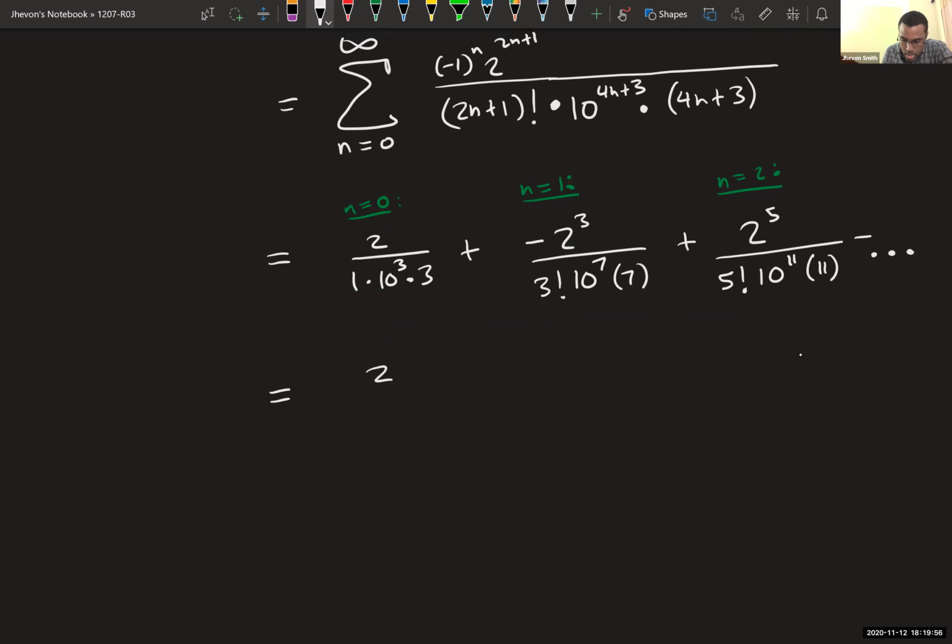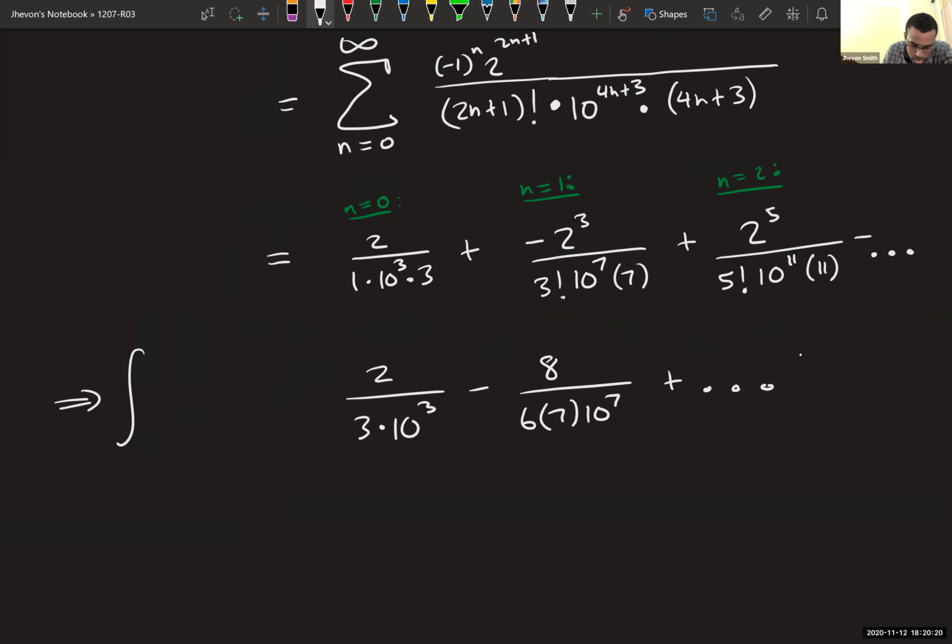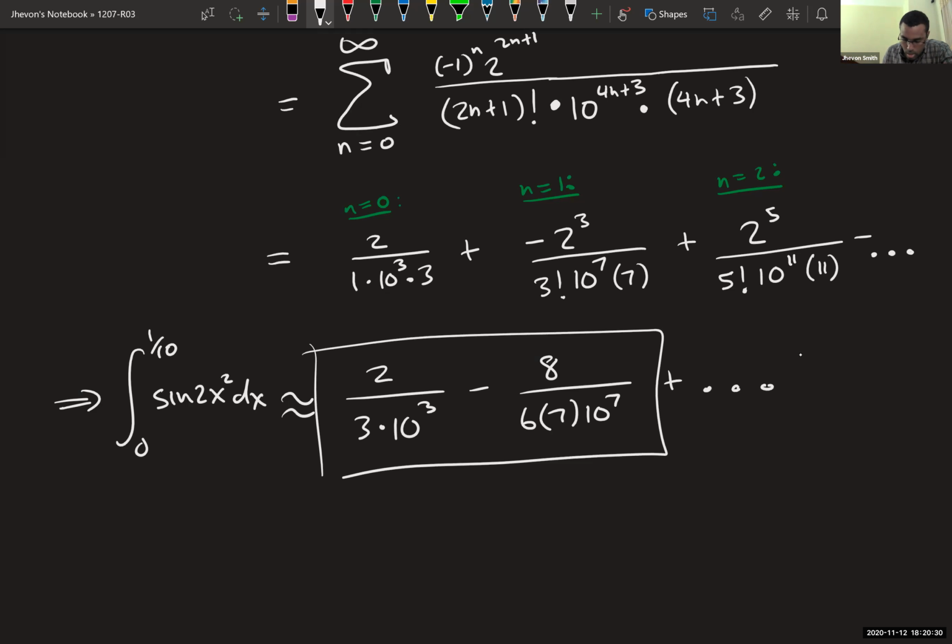So this is going to just be 2 over 3 times 10 cubed minus 8 over 6 times 7 times 10 to the 7 plus dot, dot, dot. So according to just 2 fractions, this is my answer. So I'd be able to say this integral from 0 to 1/10 of sine of 2x squared dx is approximately equal to this, approximated with 2 fractions.